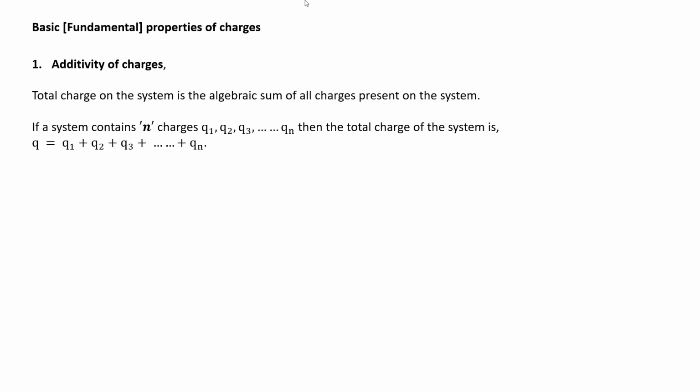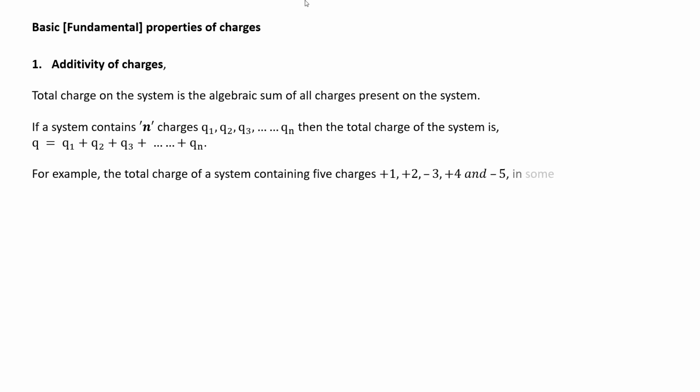So, the total system of charge, containing five charges like this: plus 1, plus 2, minus 3, plus 4, and minus 5 in some arbitrary unit. So we are not including the unit here. It's not important in this case. But all are in the same unit.